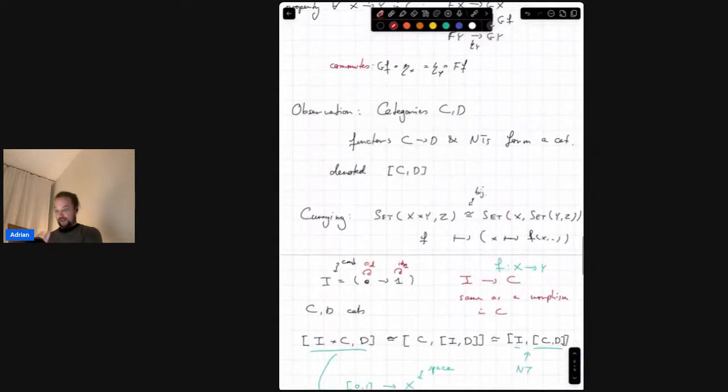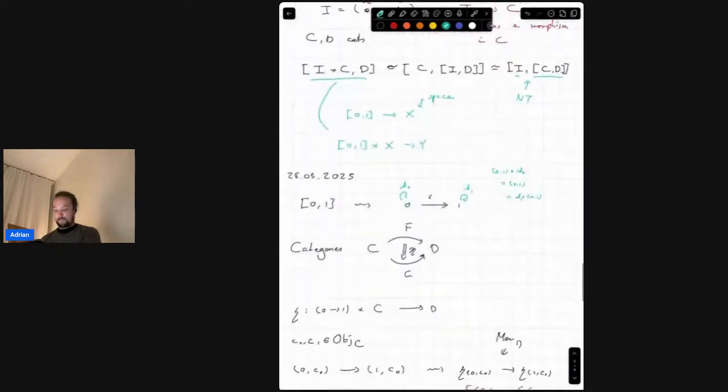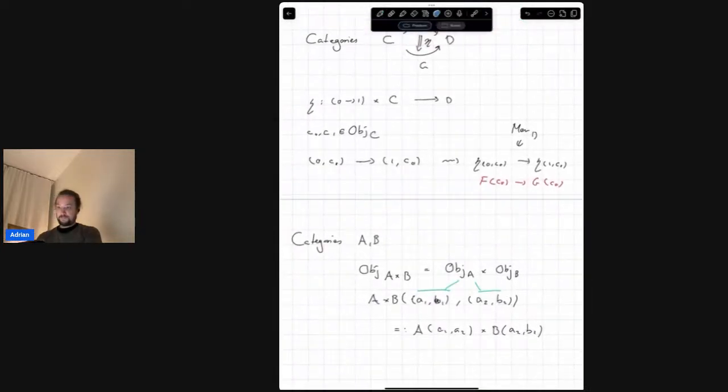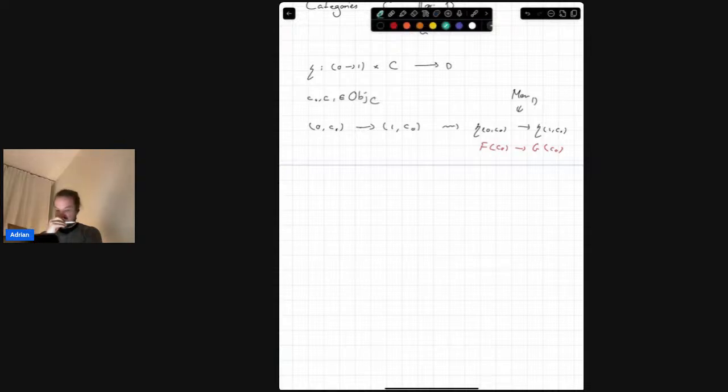And if we go back to the definition of a natural transformation that we had last time, we get exactly the structure, namely for every object C0 in C, we get a morphism like this. But then we also had some property, and how do we recover this property? Well, let's replace this here by something more interesting: 0, C0 to 1, C1.